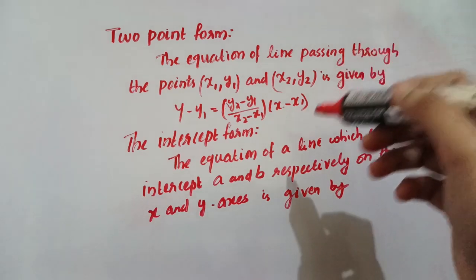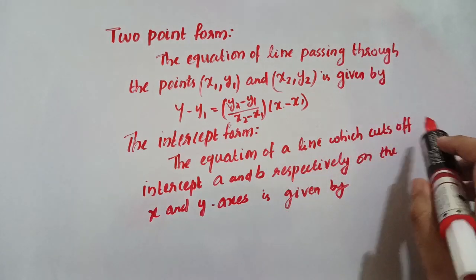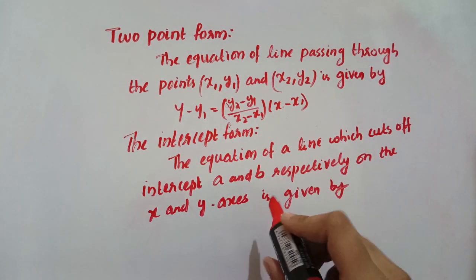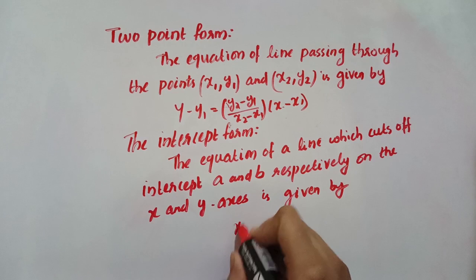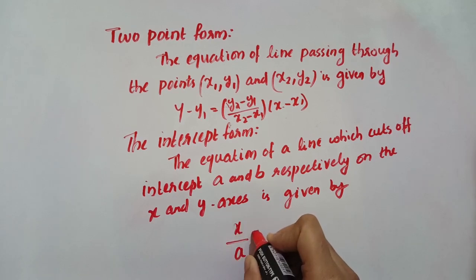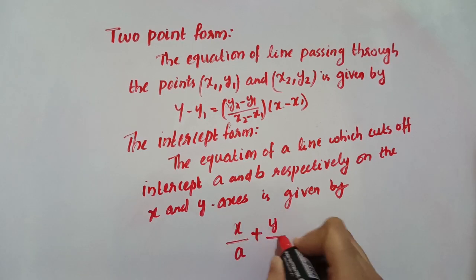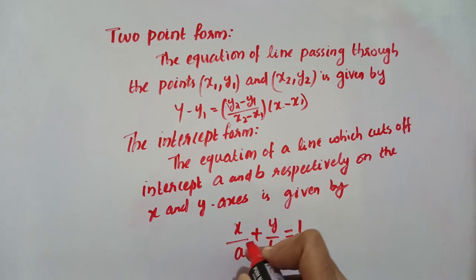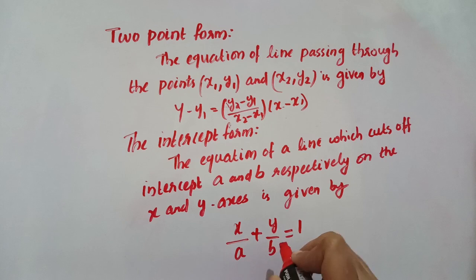Next, intercept form. The equation of a line which cuts off intercepts a and b respectively on the x and y axes is given by x by a plus y by b is equal to 1, where a and b are the x-intercept and y-intercept respectively.